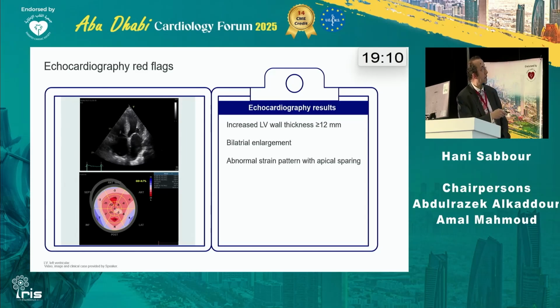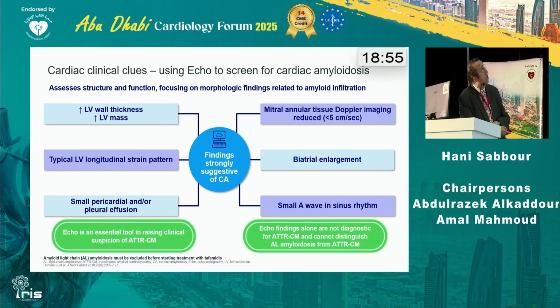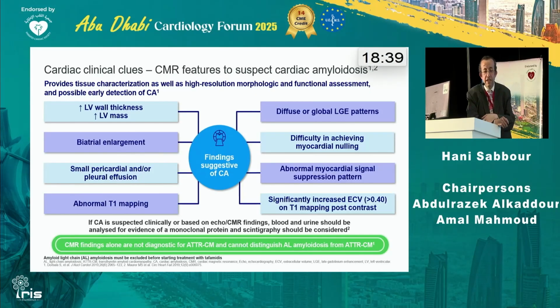And when you do the apical sparing, the technician takes 1 extra minute to acquire this. Look at that, reduced global strain, it's -7, -3, except at the apex. So everything is down except the apex. The thick ventricle is obvious. So when you use the echo, thick ventricle, you have significant diastolic dysfunction and biatrial enlargement, apical sparing, and a small A wave in sinus rhythm. These are just clues. Remember to think about these clues before the patient leaves the clinic.